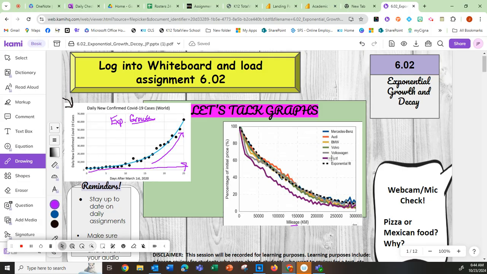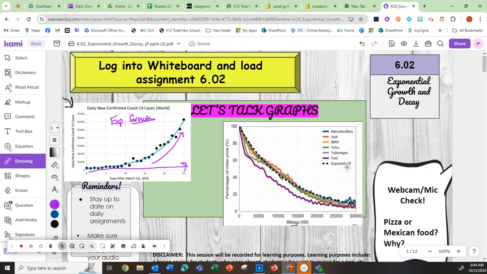And I know this may be a little bit small for you, but the blue graph is Mercedes-Benz. The orange is an Audi. The yellow is a BMW. The green is a Volvo. The gray is a Volkswagen. The purple is a Ford. And then the dotted is just kind of what we call the exponential fit. We also call it a regression. It's basically like the average.